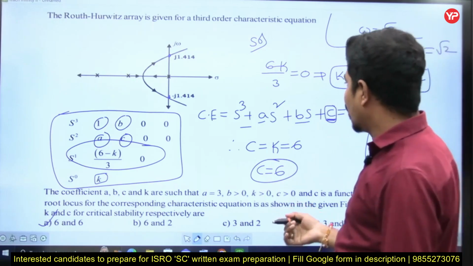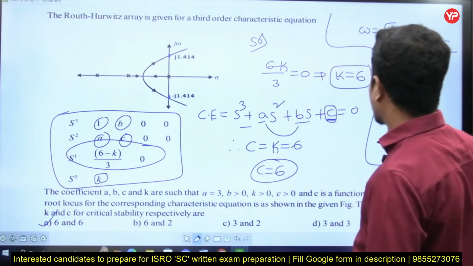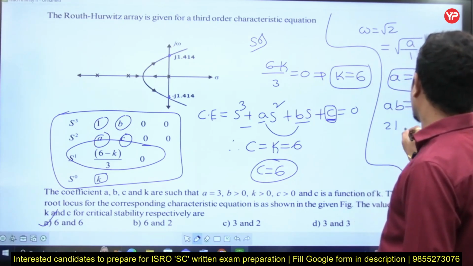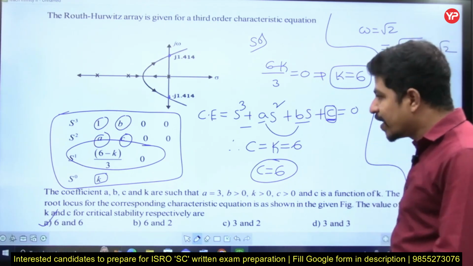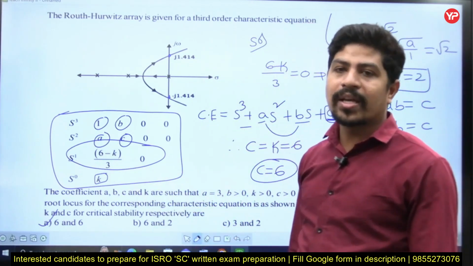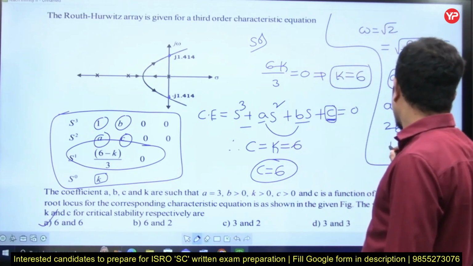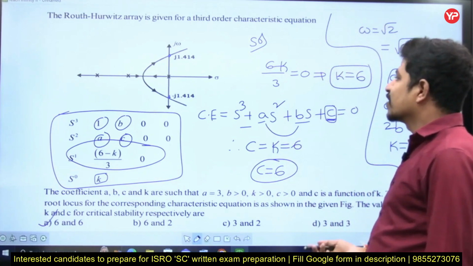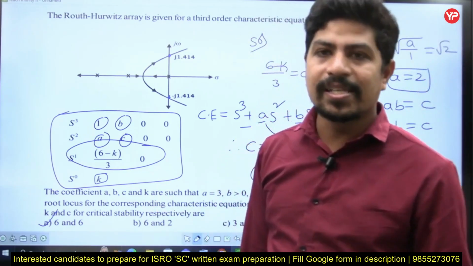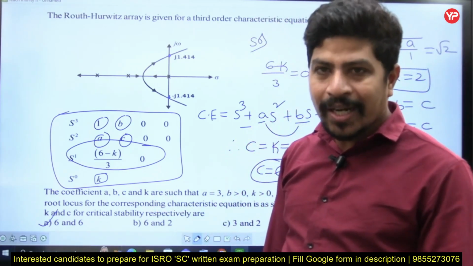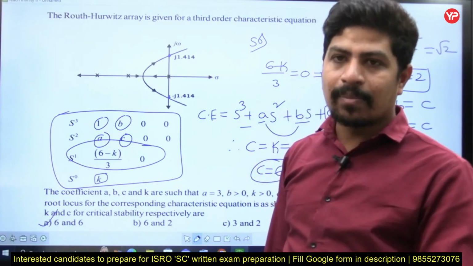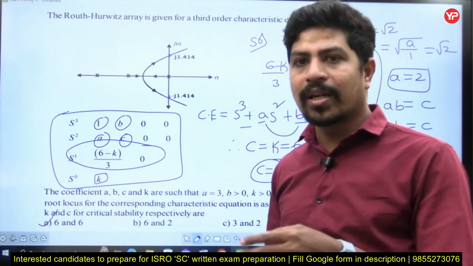If it is marginally stable, the internal product must be equal to the external product, that is AB is equal to C. A equal to 2, so 2B equal to C. And if it is marginally stable, this row is equal to completely 0. You get K equal to 6. So this way you can do, but the first method itself is very easy. You need not go with the RH criteria, just the RH tabulation is enough. With root locus also you will get the same answer.